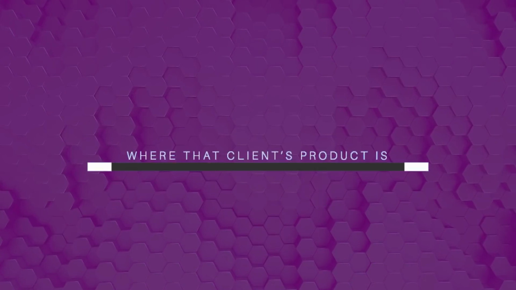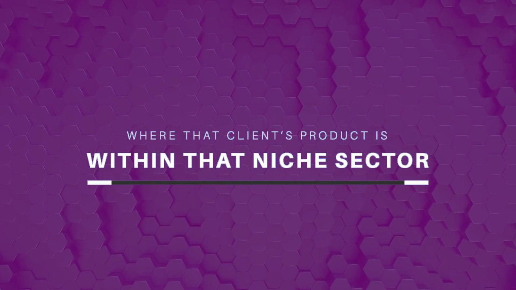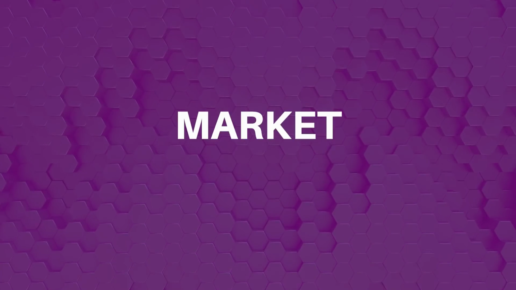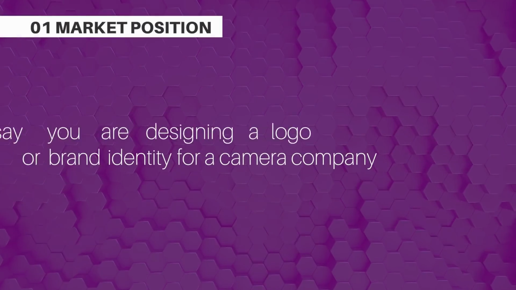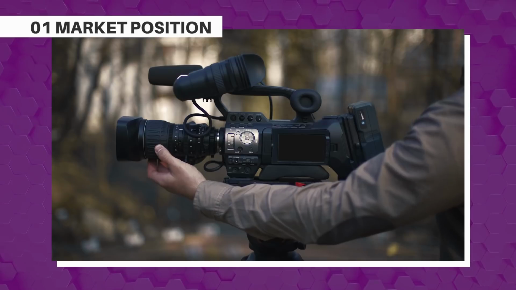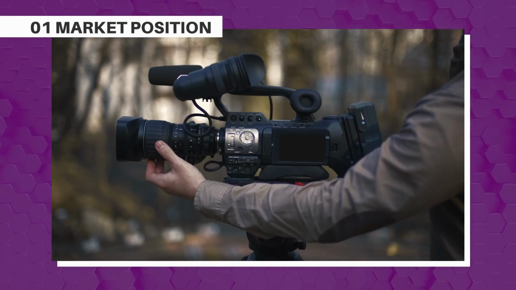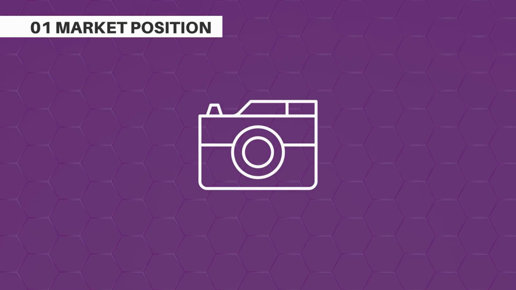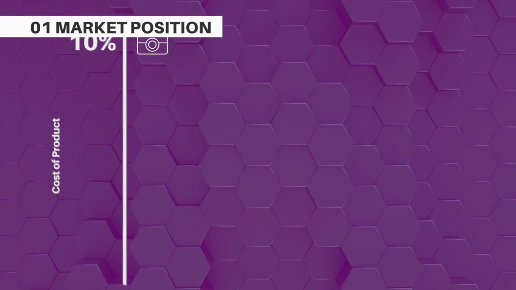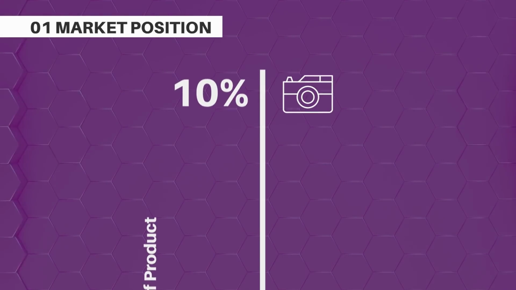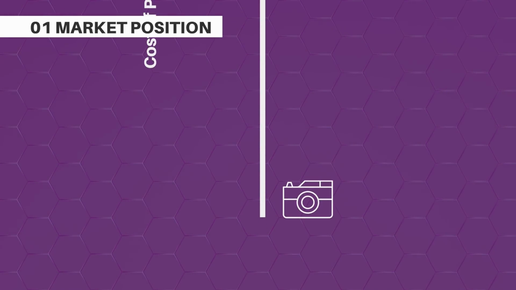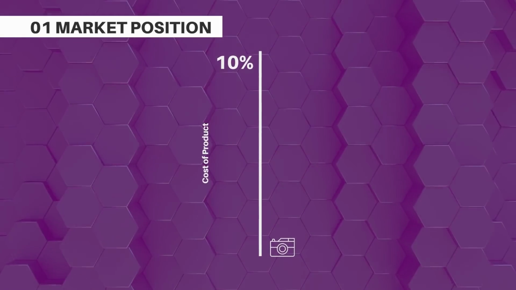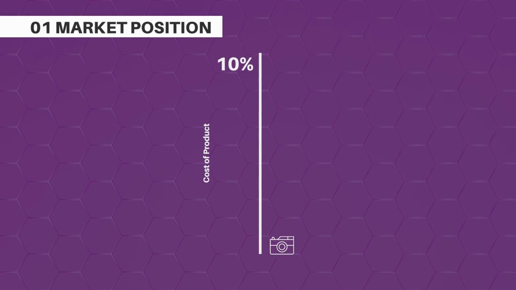Now, professional designers will dedicate a section in their brief that determines where their client's product or service is within that niche sector. This is known as the market position. If, for example, you're designing a logo or a brand identity for a camera company, knowing where that company fits into the market is so important. So if that camera company is intending to sell their product up in the top 10% of the price range of cameras, your designs will look very different compared to if the cameras were among the cheapest on the market. Expensive cameras will require a very specific style of graphic design, and cheaply made, cheaply sold cameras will have a very different style of design that markets them.